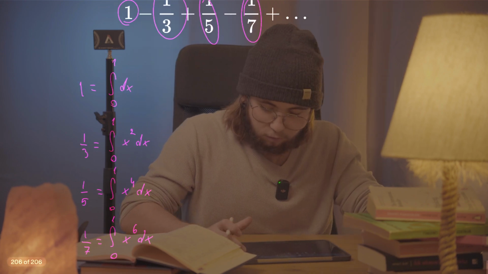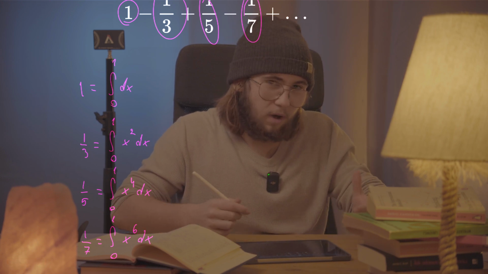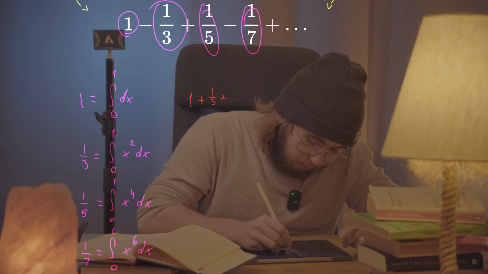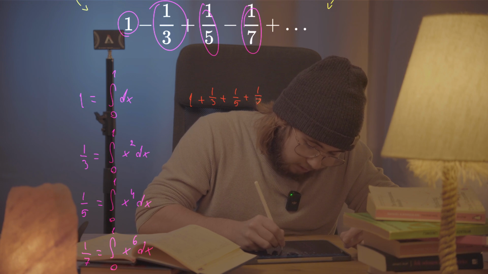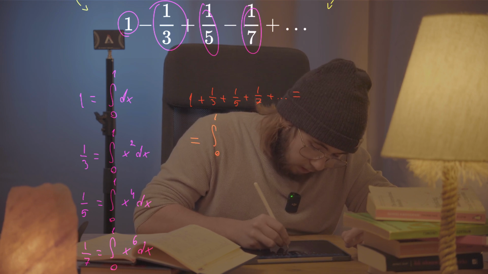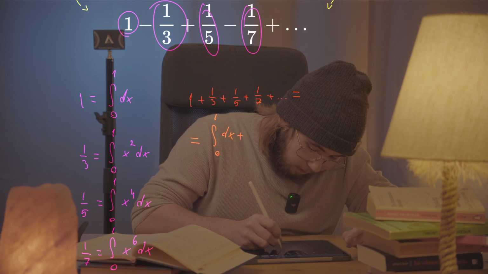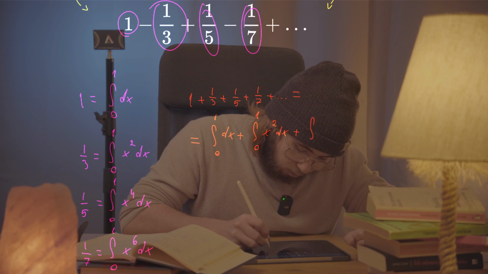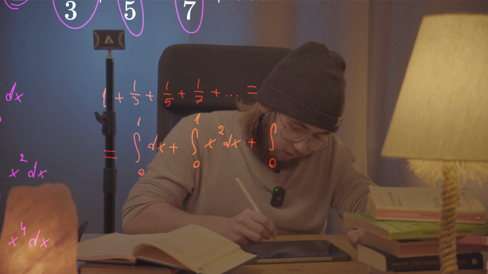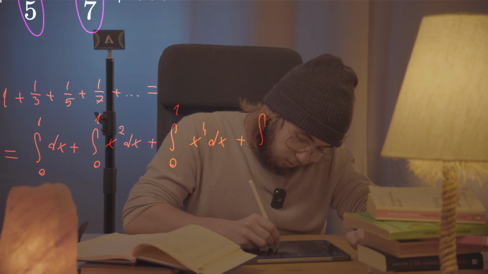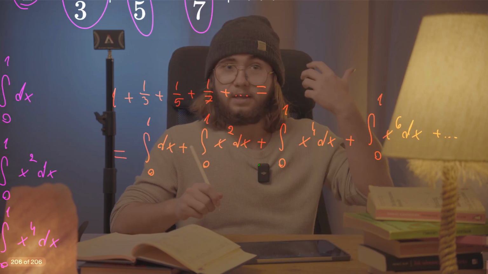So, if I were now to write a different sum to the one we have to evaluate right here, which is 1 plus 1 over 3, and then plus 1 over 5, and then plus 1 over 7, and so on up until infinity, I could write it as the integral between 0 and 1 of just the dx, plus the integral between 0 and 1 of x squared dx, plus the integral between 0 and 1 of x to the power of 4 dx, and then lastly the integral between 0 and 1 of x to the power of 6 dx, and so on and so forth up until infinity.